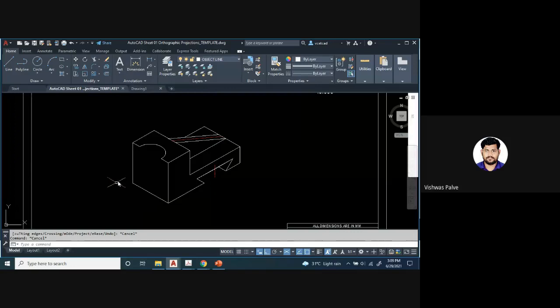How are you going to draw the bottom part? Can I use the offset command? Which command do I have to use? If it is the same curve, I have to draw it at the bottom. Can anyone guess? Copy. Yes, the copy command you have to use.